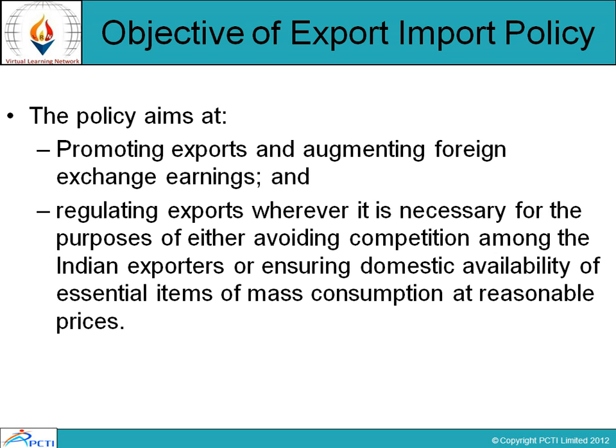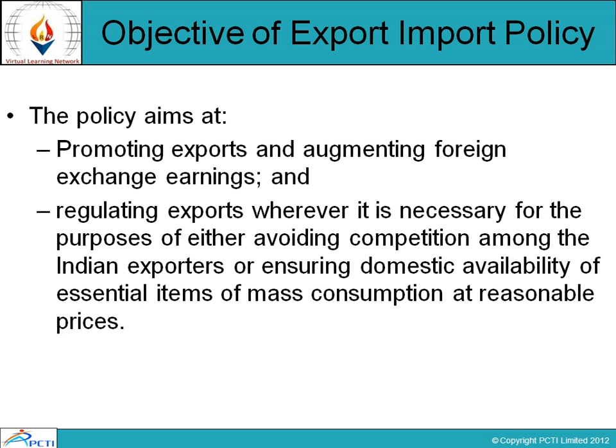What exactly are the objectives of export-import policy? So yes, the main aim of these policies is promoting exports and augmenting foreign exchange earnings. So हम जब अपने export को ज़्यादा increase करना चाहते हैं, उस पर ज़्यादा work करना चाहते हैं, the reason behind it is कि हम एक earning factor increase करना चाहते हैं अपनी country का.